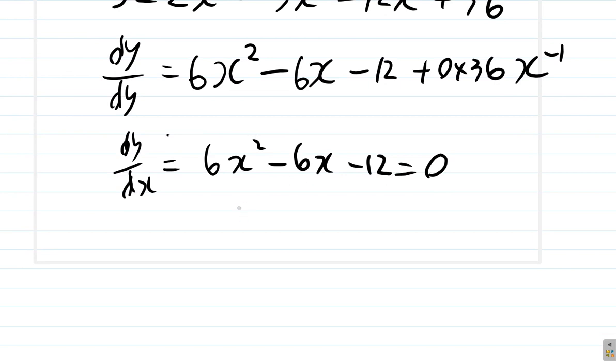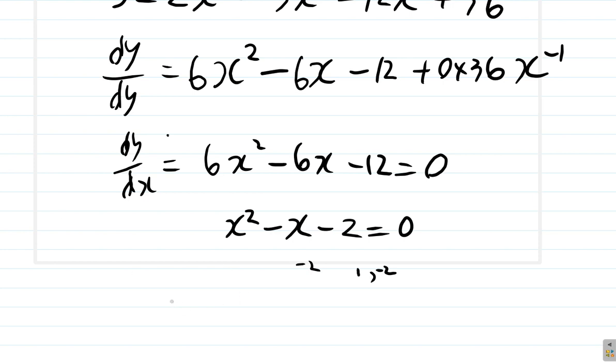Well, if we divide everything by 6, we have x squared minus x minus 2 equals 0, since 0 over 6 is 0. Alright, we want to solve this. Can we solve it by factorization? It's a quadratic equation. 1 times negative 2 is negative 2. We want to find two numbers that multiply to give negative 2 and add to give negative 1. Those numbers would be 1 and negative 2.